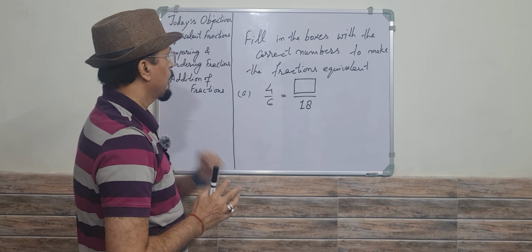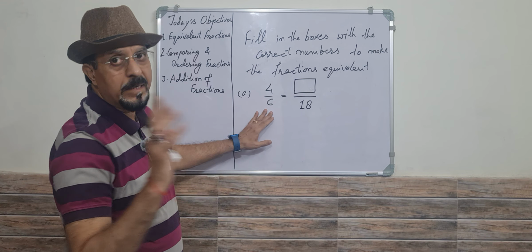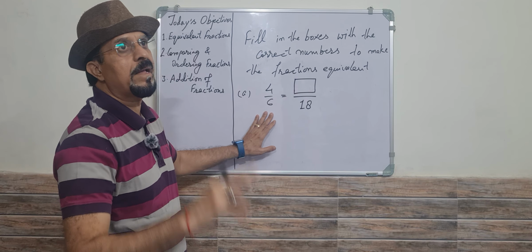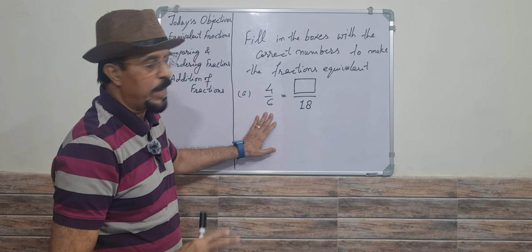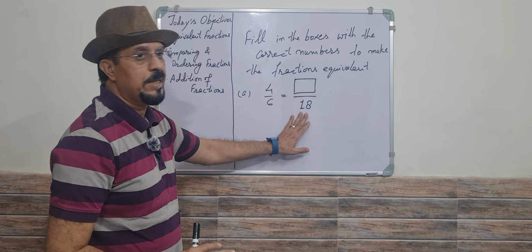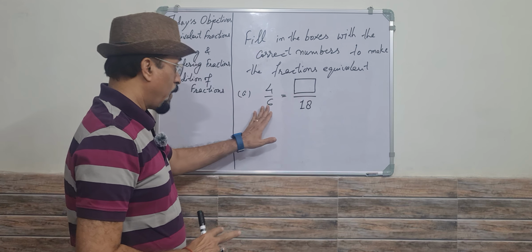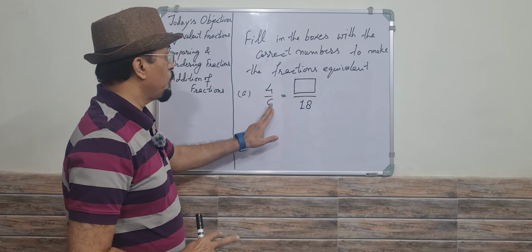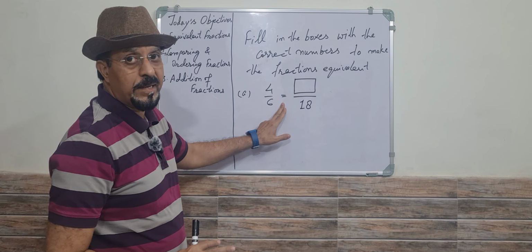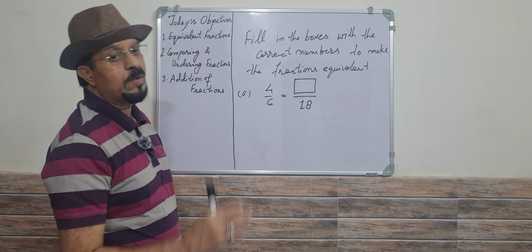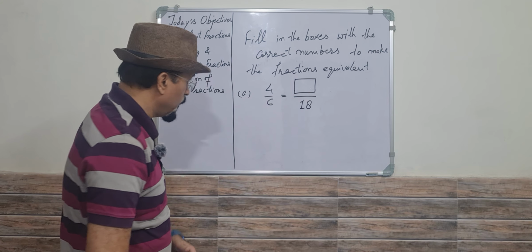So if I look at this, I know that if I multiply 6 by 1, it will give me 6. If I multiply 6 by 2, it will give me 12. And if I multiply 6 by 3, it will give me 18. So if I multiply 6 by 3, I get 18. It means I have to multiply the denominator by 3, which means I have to multiply the numerator also by the same number, that is 3.